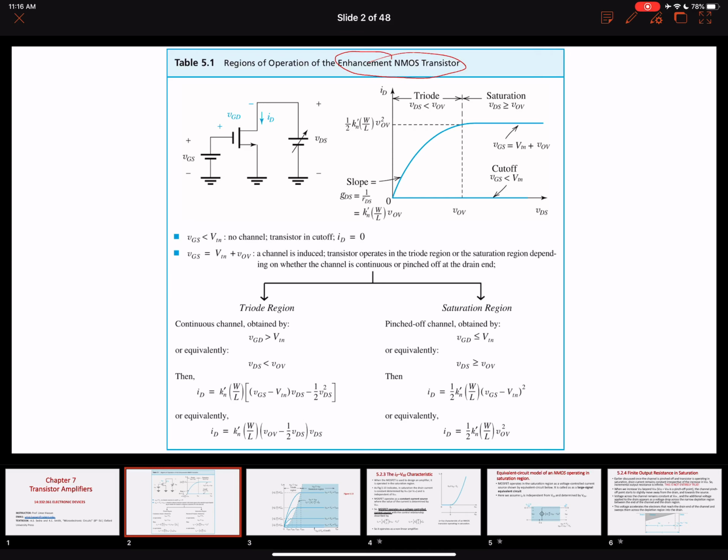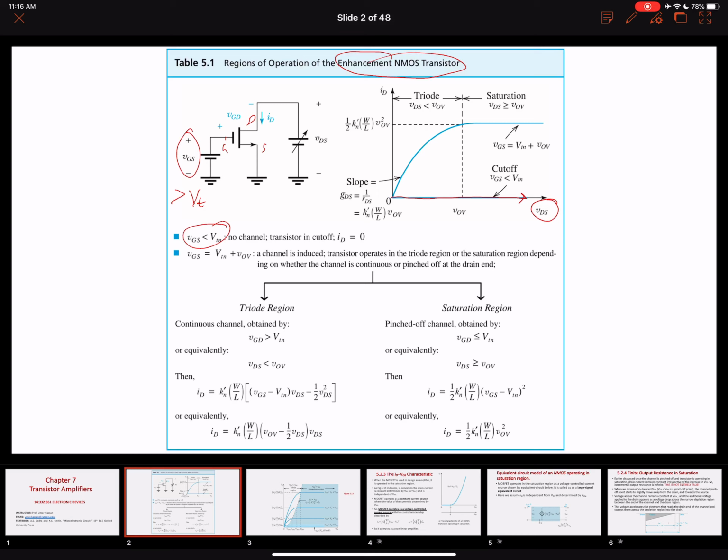Here is the symbol: source, drain, gate, right? So we initially apply a gate to source voltage that should be greater than the threshold voltage to induce a channel first. When it is less than the threshold voltage, there is no induction of a channel, no creation of a channel, no flow of current.